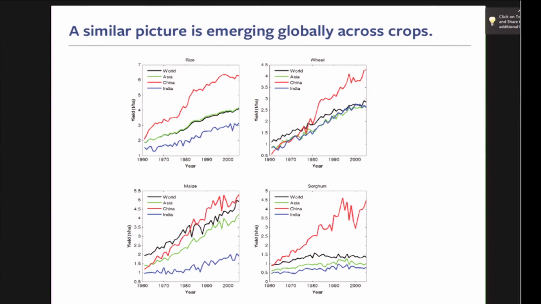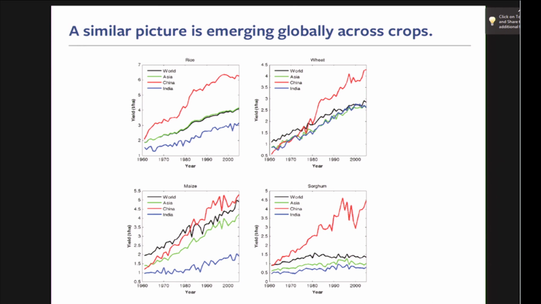So if we look at crops across the world, this is FAO reported data that you could download on your cell phone. They have an app. And actually look at it. So what you're seeing top left is rice, top right is wheat, bottom left is maize, bottom right is sorghum. Red graphs are China, blue is India, green is Asia average, and black is the global average.